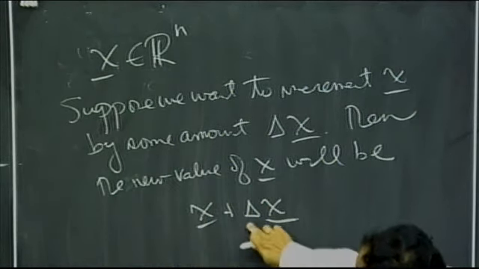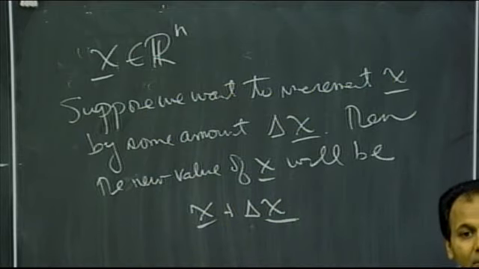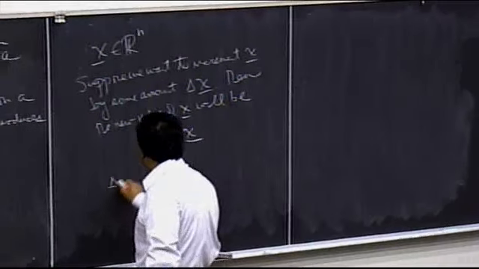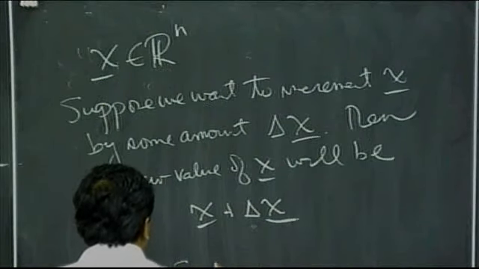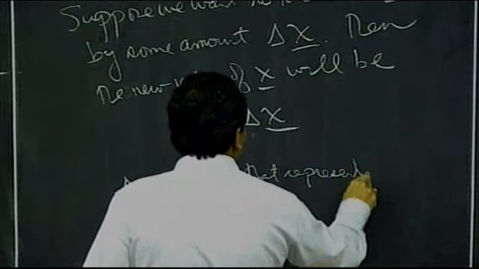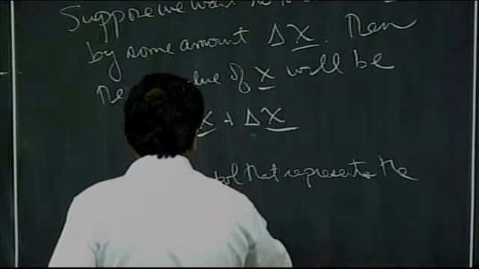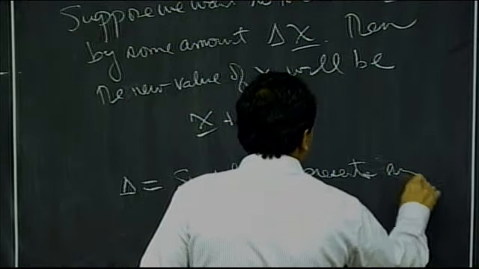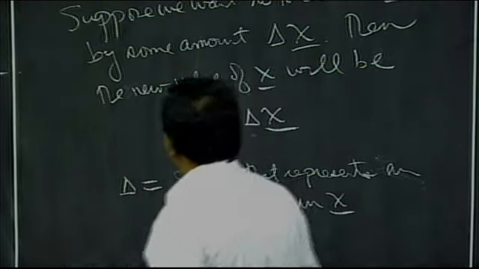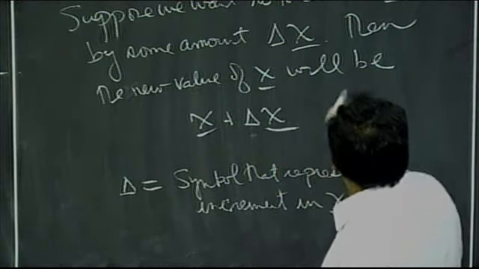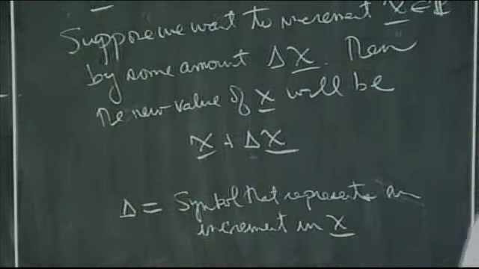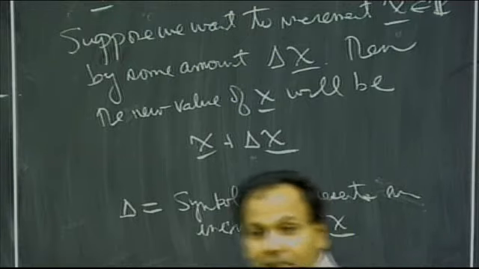What does this delta mean? This delta means the amount of the increment of x. The symbol delta represents an increment in x. But now what's true about x? x is a point. So I'm going to be more clear here. It's a point in R^n, and I'm going to increment it by some amount.